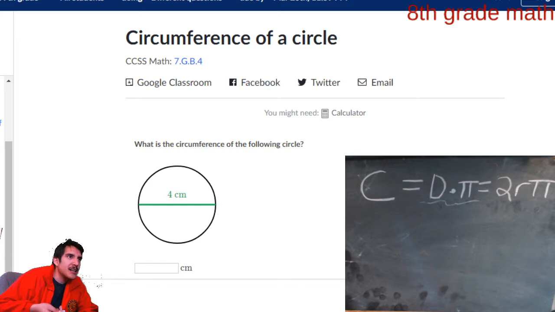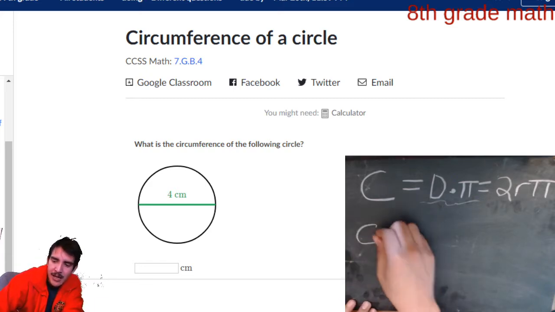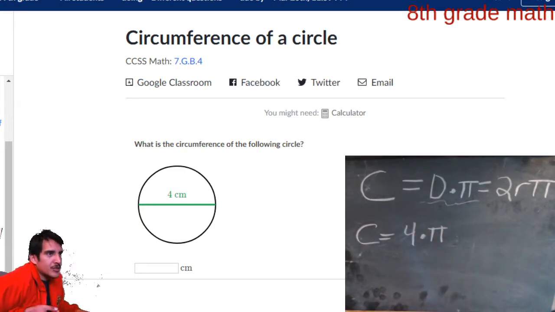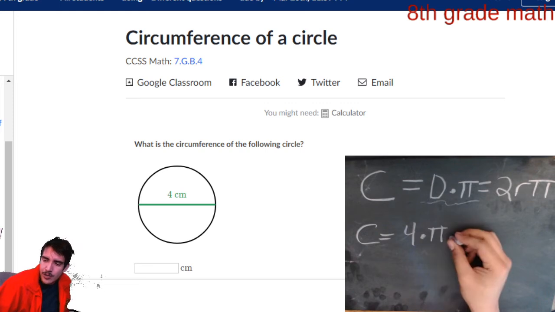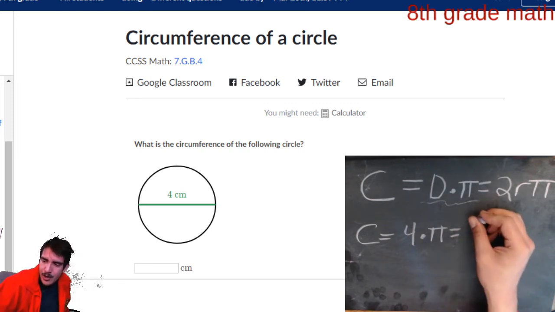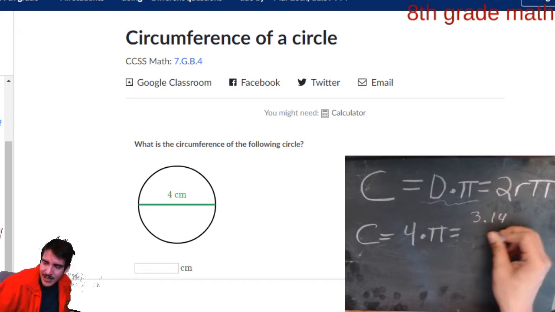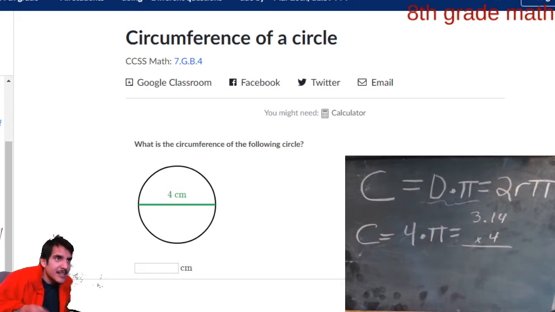So here it says, what is the circumference of the following circle? Well, circumference is going to be diameter, which is 4 times pi. Now, if you have a calculator, you would just do 4 times 3.14, or you can write 4 pi. I'm actually going to do 4 times 3.14 by hand. So let's do that real quick. It's going to take like 10 seconds. That's how you do it.